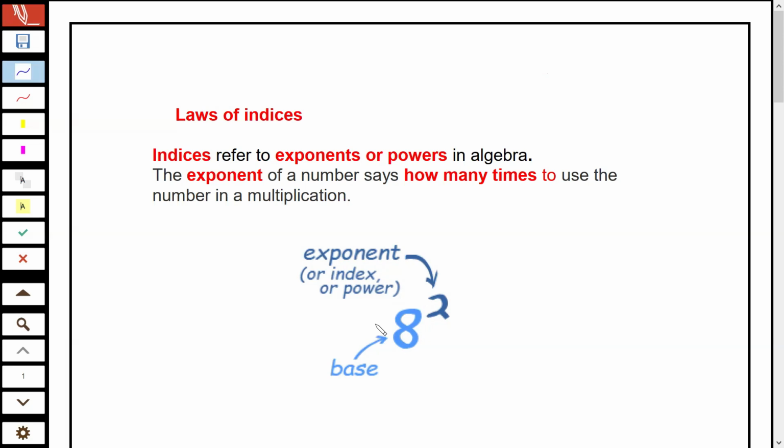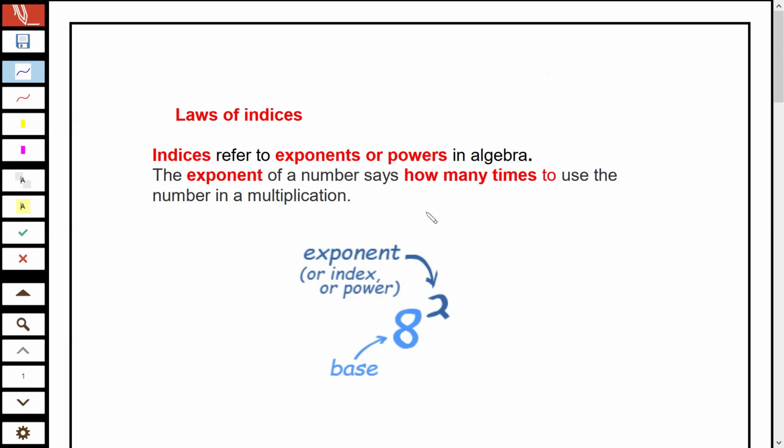In this video, I'm going to discuss briefly the basic laws of indices. Let's start by understanding what indices is all about. Indices is simply exponent or powers in algebra. So these are basically the two terms used in place of indices in algebra.